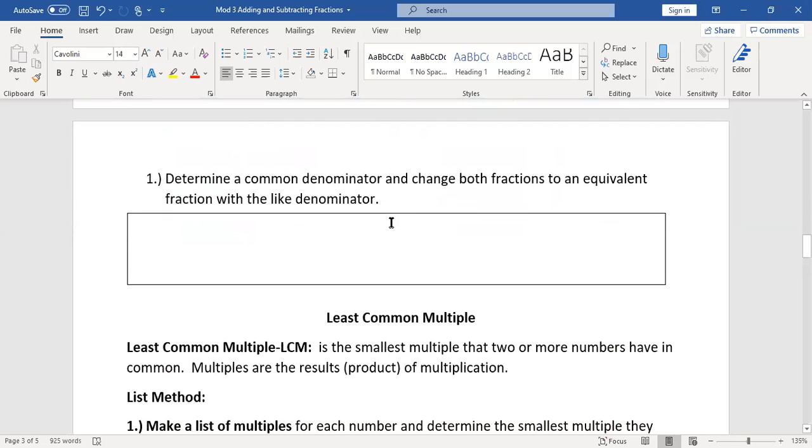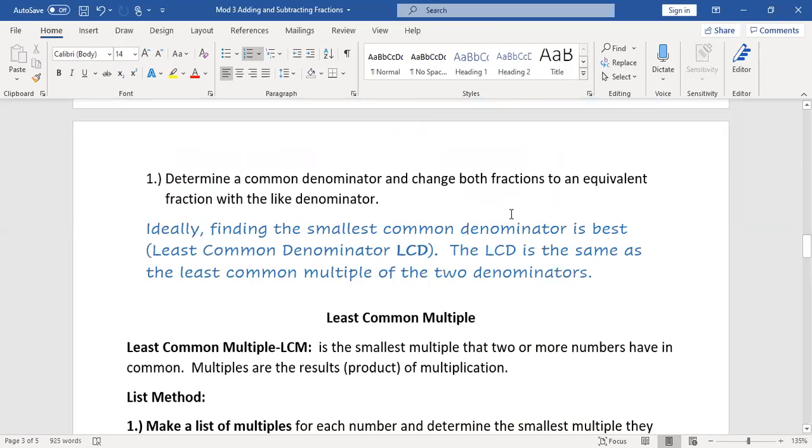Now, there are other ways to determine a common denominator. Sometimes if the smaller cannot go into the larger, you're going to have to change both fractions to equivalent fractions with the same denominator. Ideally, finding the smallest common denominator, the least common denominator, is the same as the least common multiple of the two denominators, and that is best. So we have to review what the least common multiple is. Least common multiple is the smallest multiple that two or more numbers have in common. Multiples are the results or product of multiplication.